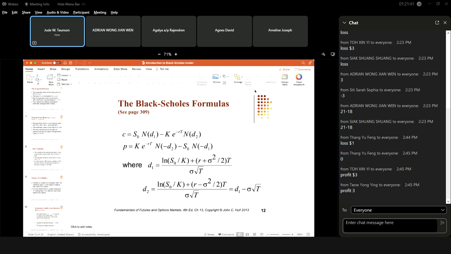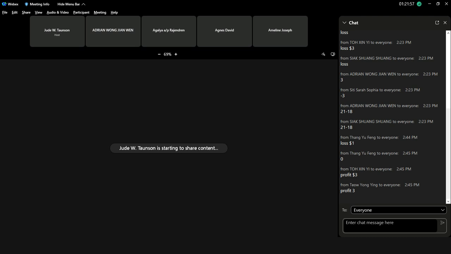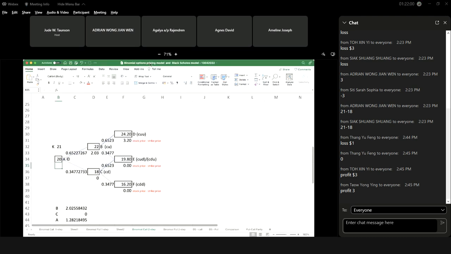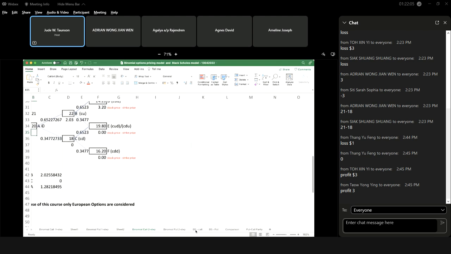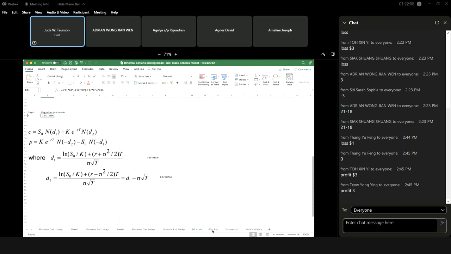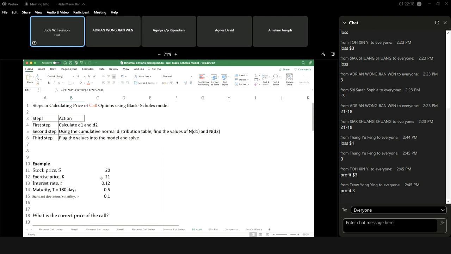So let us look at the Excel file. We are going to use the same file, but now we're going to move to this one, Black-Scholes call and Black-Scholes put. We do the same problem as well, same problem.